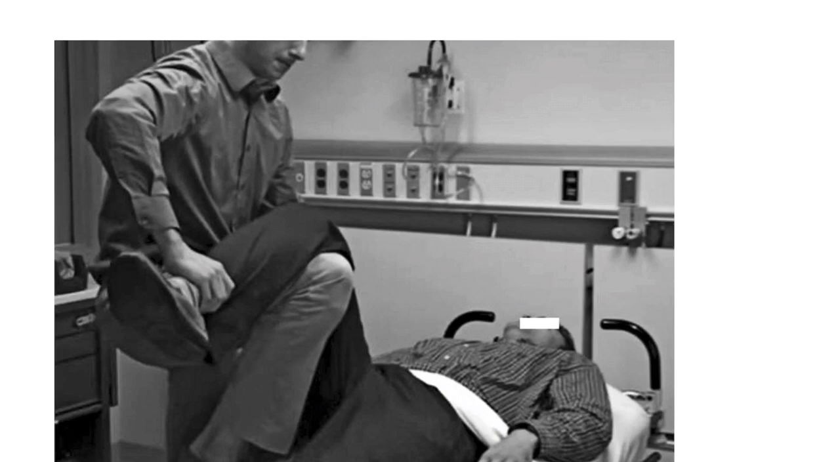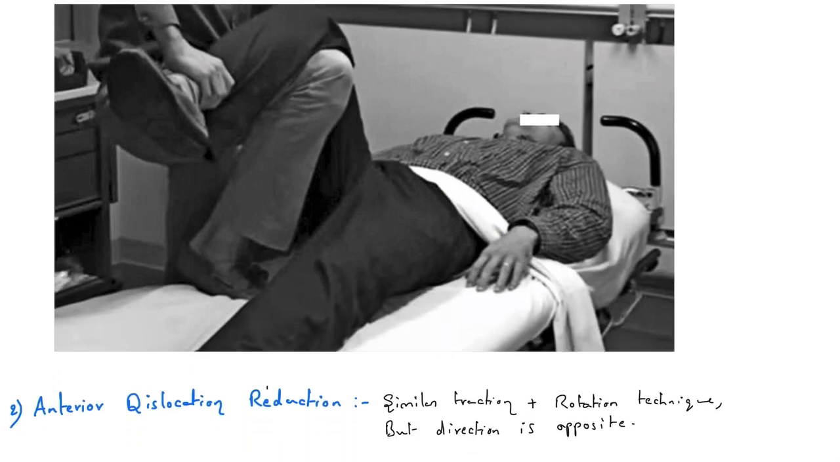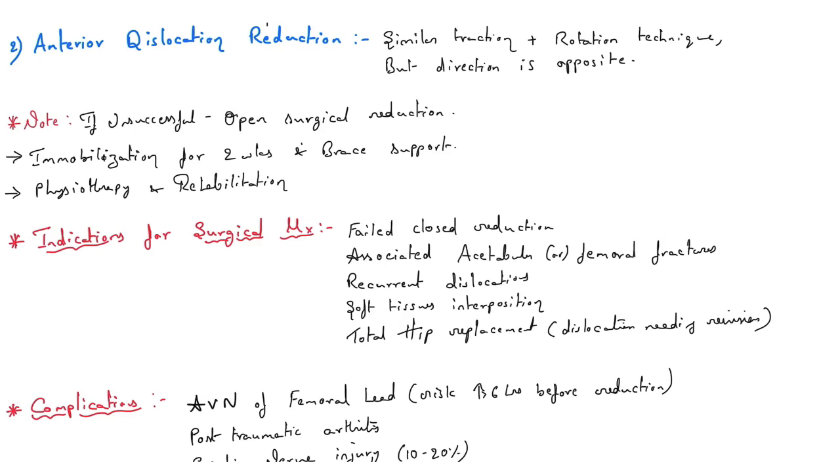When it comes to anterior dislocation, we apply similar traction, but in the opposite direction, and use the same rotation techniques, again in the opposite direction. Note that if we have tried every technique unsuccessfully, then we have to do open surgical reduction, followed by immobilization for 2 weeks, brace support, physiotherapy and rehabilitation.